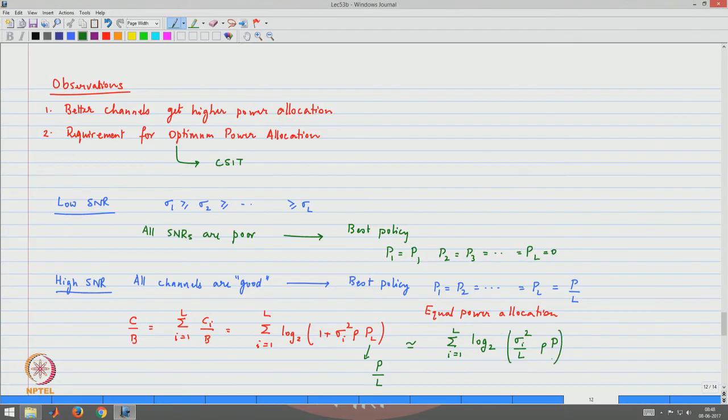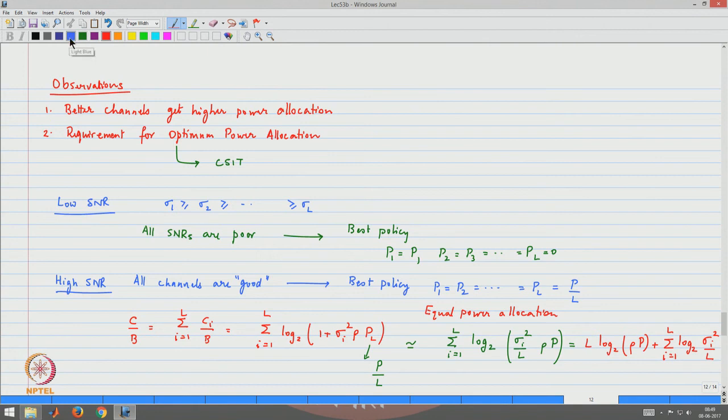Now, a very interesting thing will come out. This can be rewritten in the following form, in terms of two quantities. The first one is a summation of logarithm of a constant. So, L times logarithm base 2 of the constant, which is rho times P. There are L such terms. So, we get L times this plus summation i equal to 1 through L logarithm base 2 of sigma i squared divided by L.